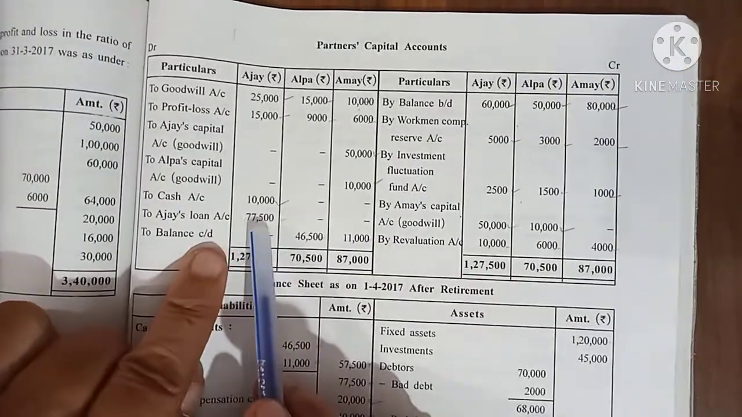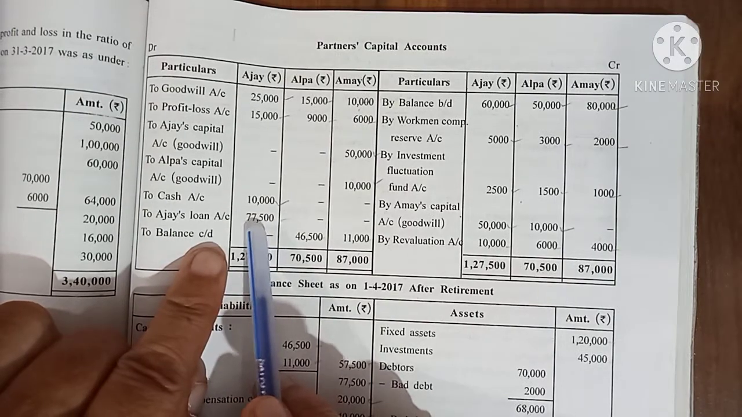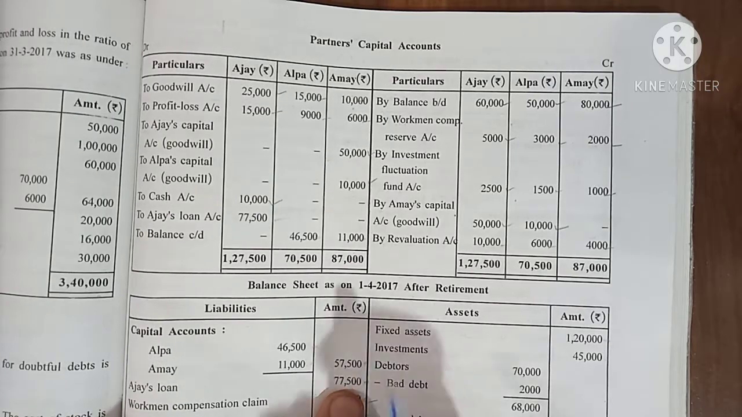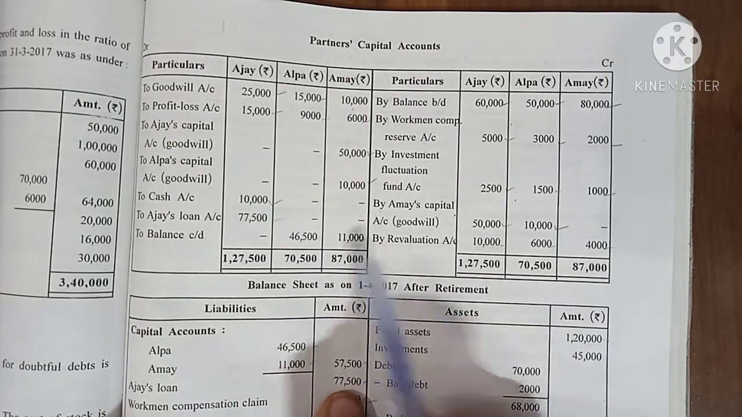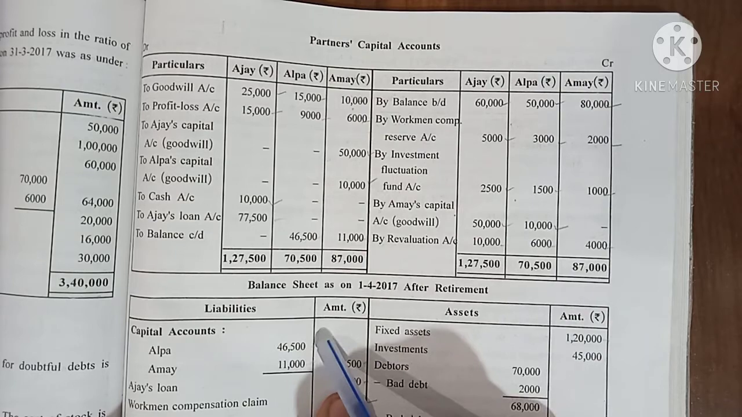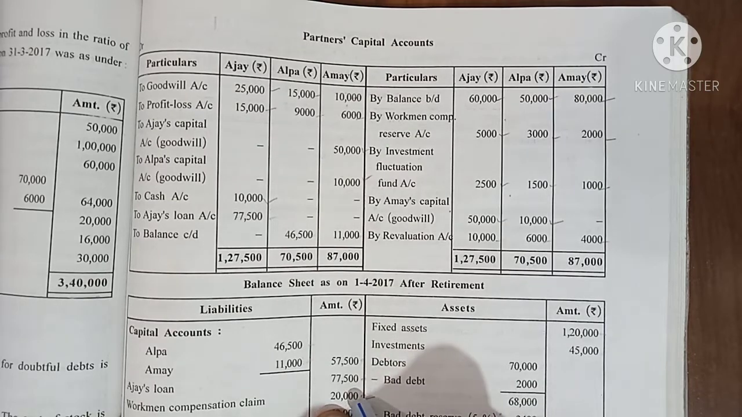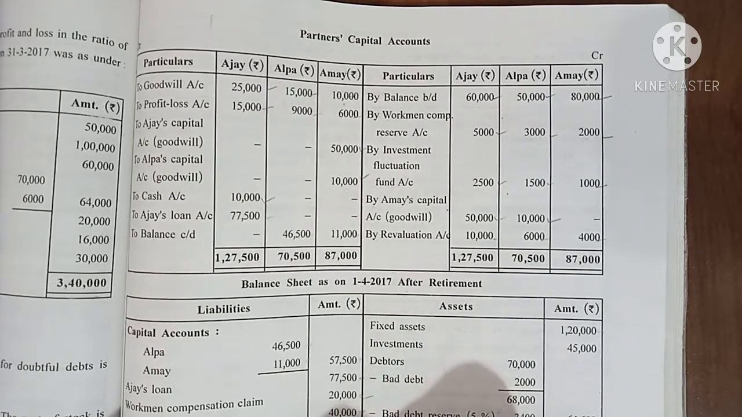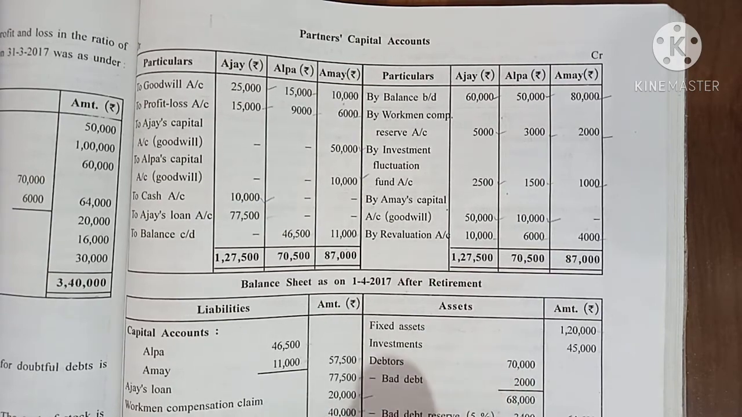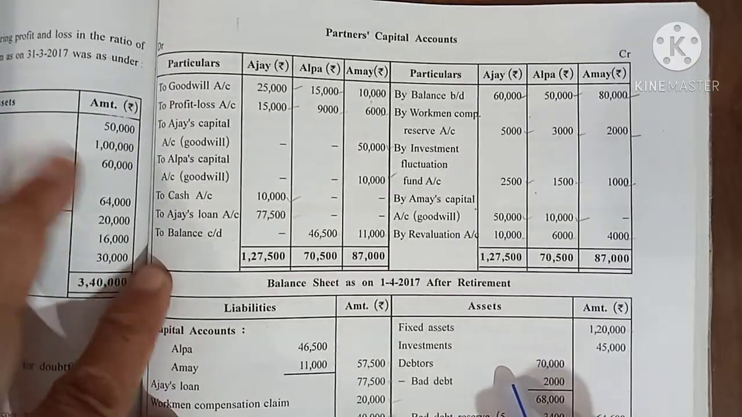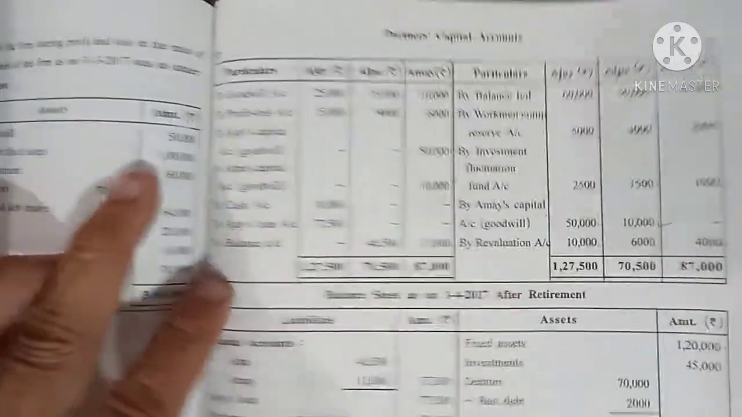Balance sheet now, this will be as a loan. 77,500 will be the loan, and 46,500 and 11,000 will be as it is, so 57,500. Now workman compensation claim 20,000 will exist. Creditors no change, 40 will be 40. Provident fund no change, 60 will be 60. Nothing else is there. Now on the asset side, goodwill first, that we already distributed.